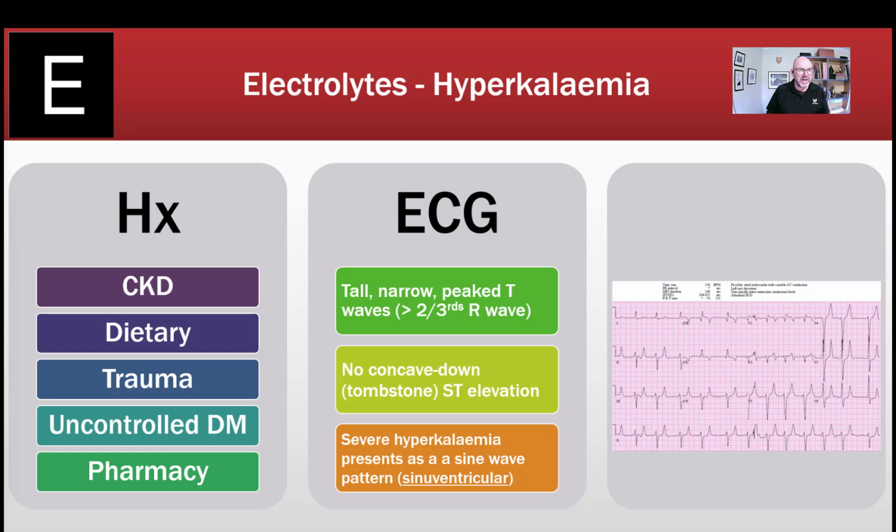The previous two examples of STEMI mimics involve anomalous currents, but it's also possible to produce STEMI-like changes on an ECG by altering the ionic balance across the cardiac membrane. The archetype for this condition is an increase in extracellular potassium. This might happen in one of two ways.